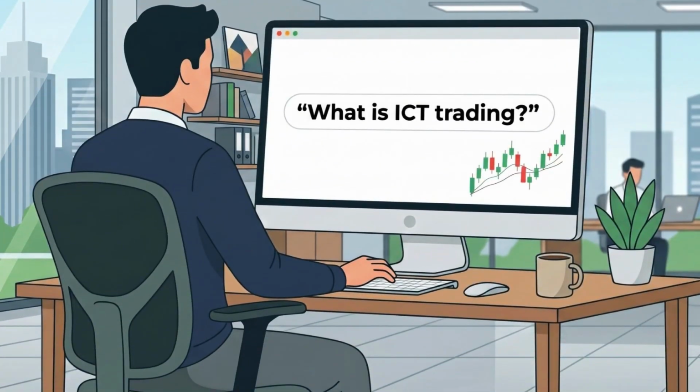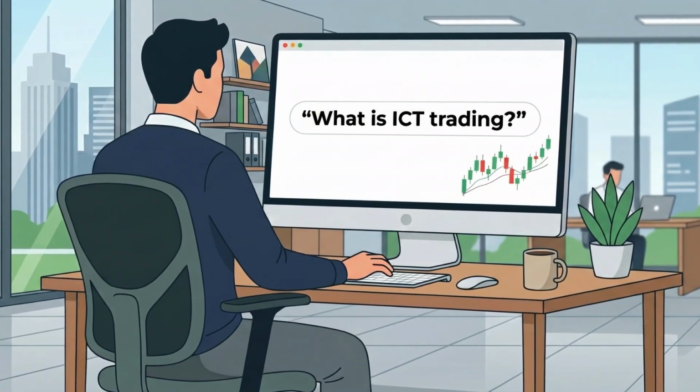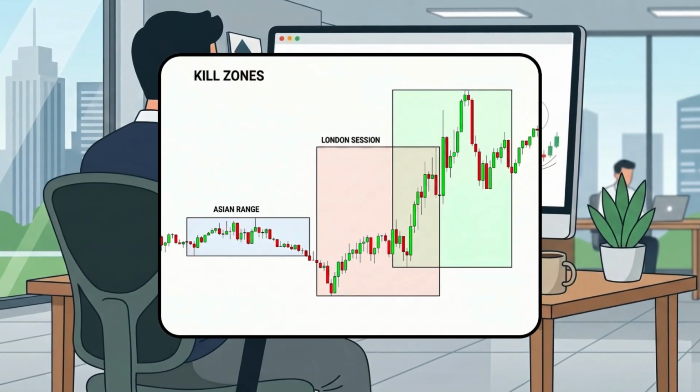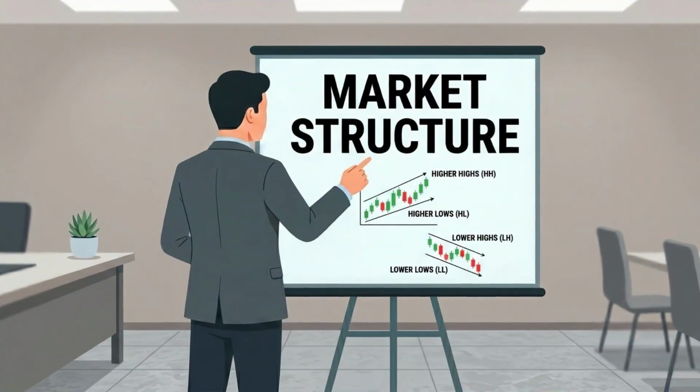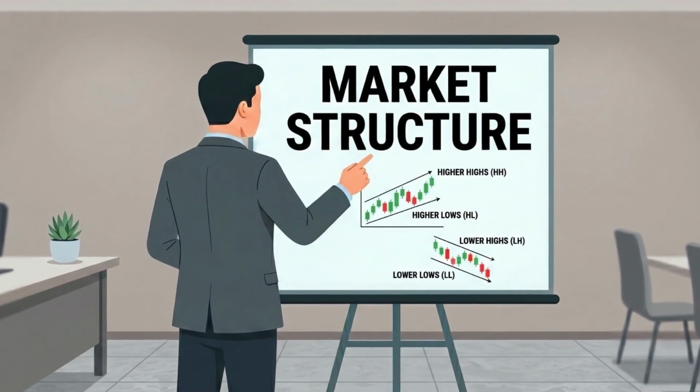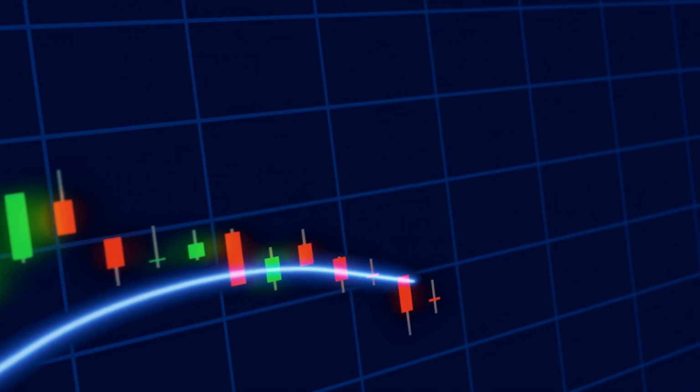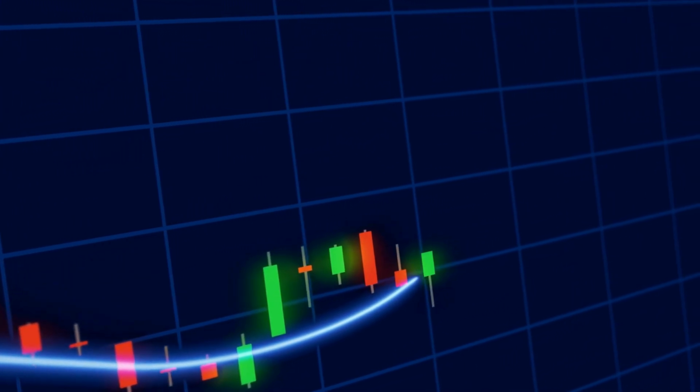Before you learn a single ICT concept, before order blocks, before fair value gaps, before kill zones, you need to understand one thing first: market structure. Because without market structure, you have no direction. And without direction, every other ICT concept is just a random setup with no context behind it.